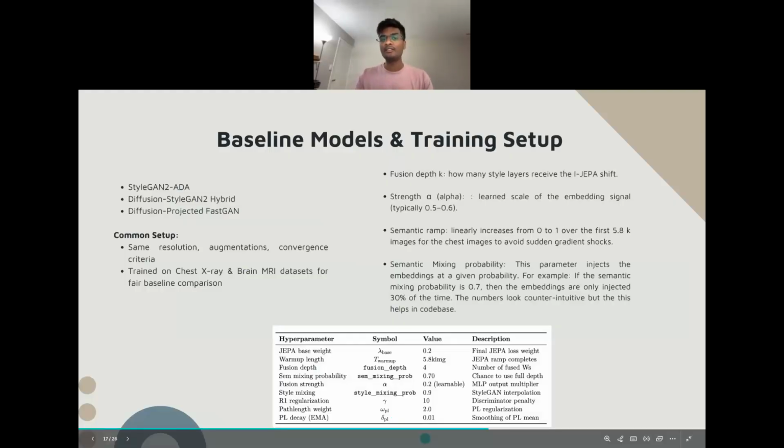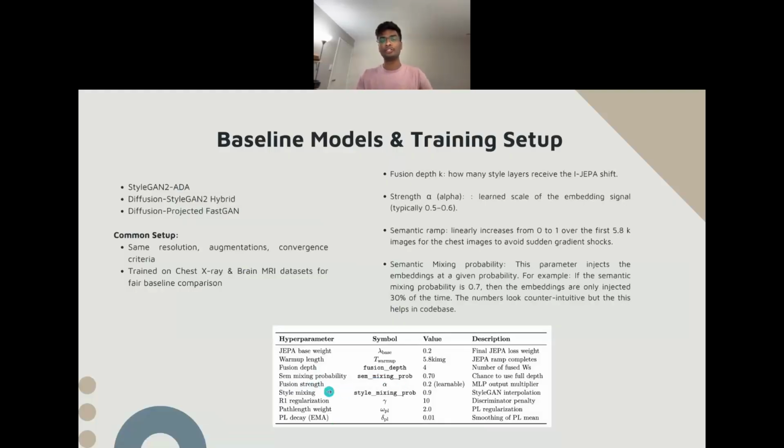Then we have the fusion strength, alpha. I've named it alpha in the code as well. It is learnable, and it controls how strongly the embeddings influence the generator.